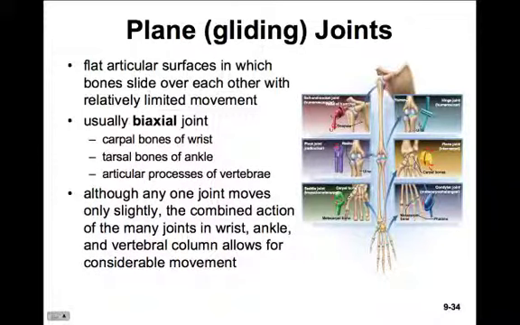Plane joints or gliding joints involve flat articular surfaces in which bones slide over each other with relatively limited movement. They're usually biaxial joints. These are like the carpal bones of our wrist and the tarsal bones in our ankle, and also the articular processes of each of our vertebrae.